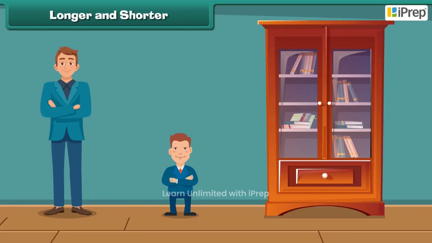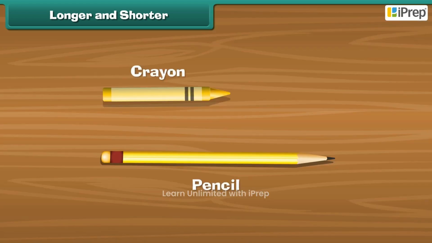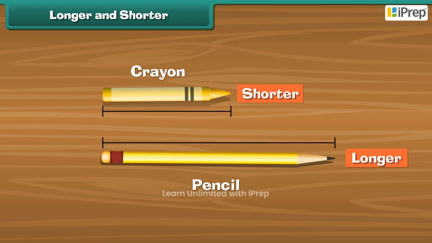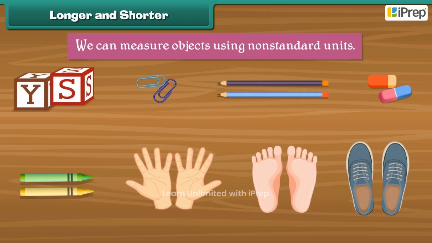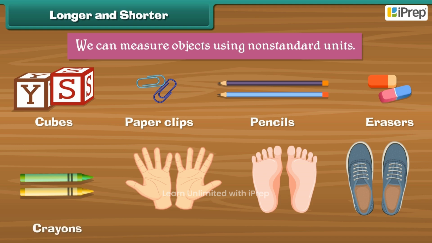Longer and shorter. Through direct comparison of various objects and pictures, we can determine which is taller, shorter, or longer, and which is the tallest, shortest, and longest. For example, this pencil is longer than the crayon. We can measure objects using non-standard units, such as connecting cubes, paper clips, pencils, erasers, crayons, hands, feet, and shoes.